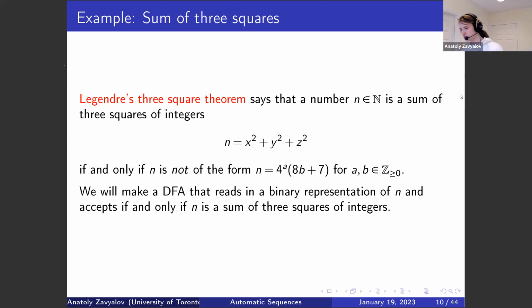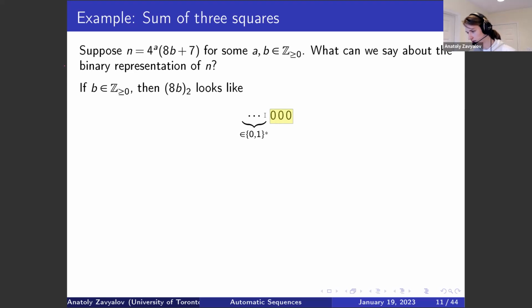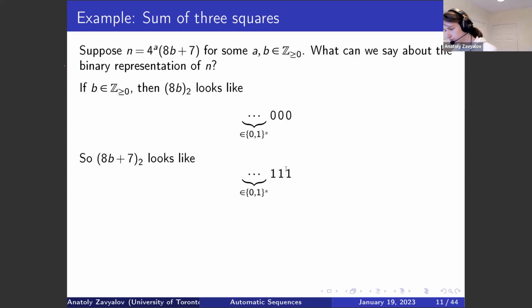So to do this, let's examine what this form is. Suppose that a number is of this form, 4 to the a times 8b plus 7. What can we say about its binary representation? If we just look at 8b, whenever we multiply any number by 8 in binary, that's the same thing as adding 3 zeros to the end of it. You have whatever the binary representation of b is, followed by 3 zeros. And if we add 7, 7 in binary is just 1, 1, 1. So we have whatever, and then 1, 1, 1.